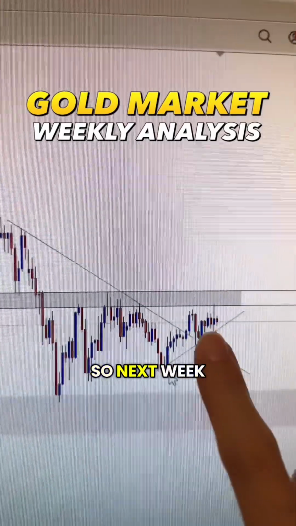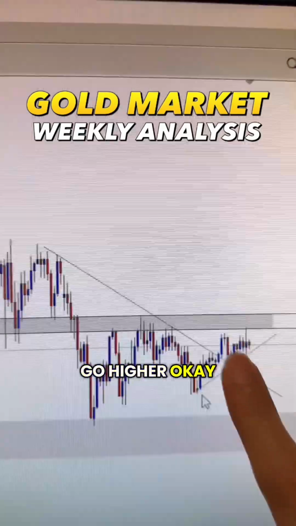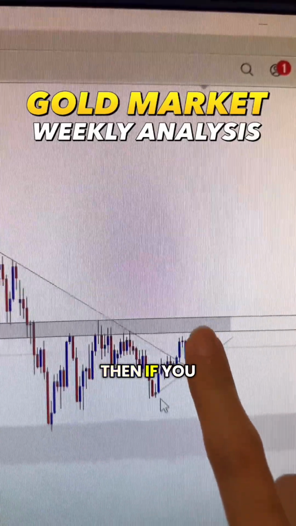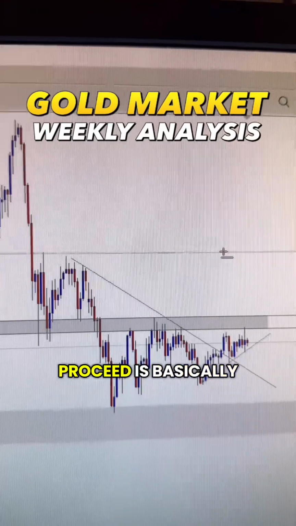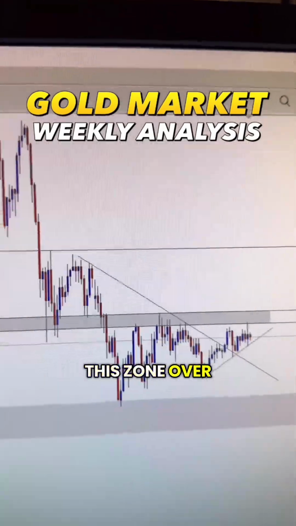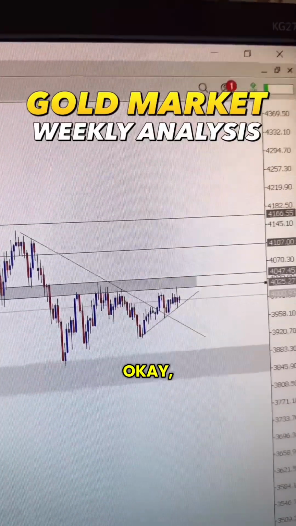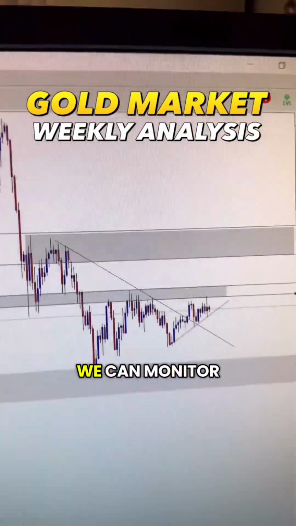So from next week onwards, in order for Gold to go higher, you must first break up from this zone over here. Once it breaks up, it pulls back, and then it can go higher. The next zone that we can foresee is this zone over here. This one is the next zone that we can monitor. If you put this box over here, this is another zone that we can monitor.